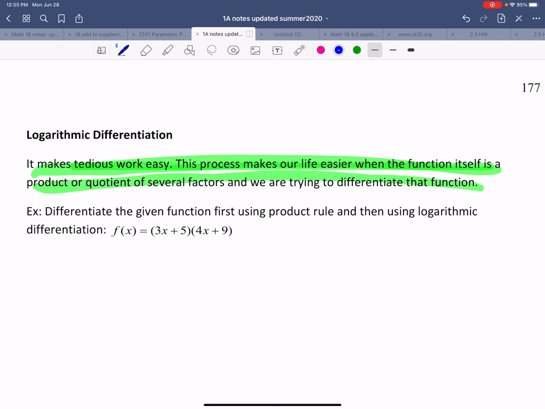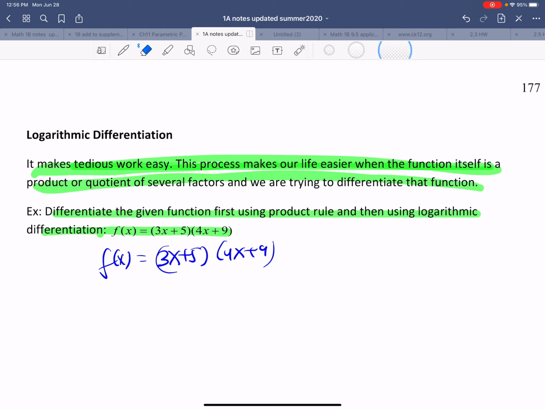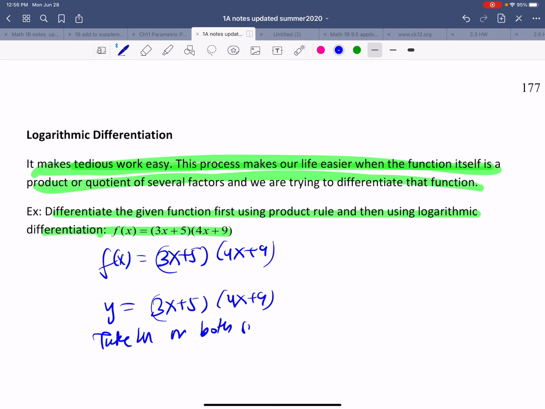So let's see, differentiate the given function. We're given this function f of x is equal to 3x plus 5 times 4x plus 9. Not bad. I could have just gone ahead and multiplied both parentheses and then performed the differentiation at that point. But I can also say this is y equals 3x plus 5, 4x plus 9. I'm going to take natural log on both sides.